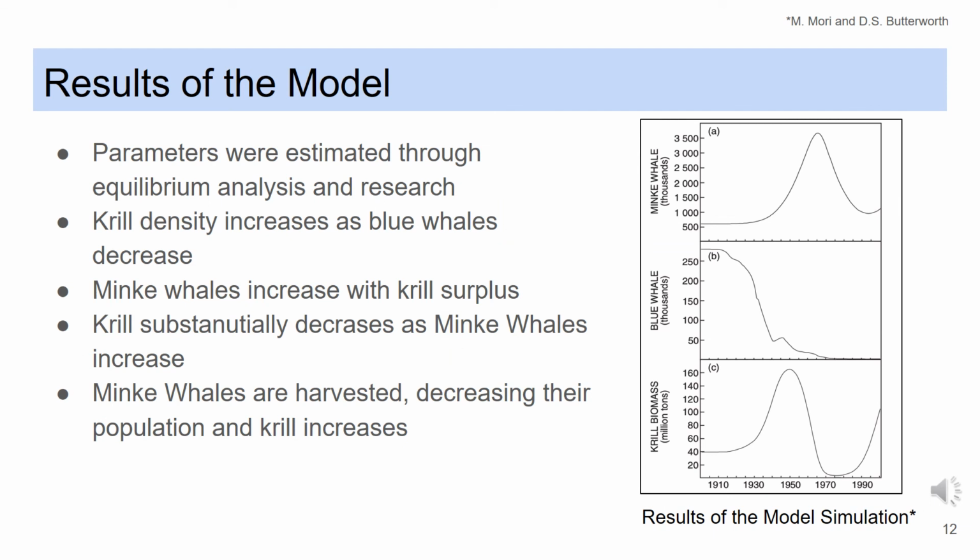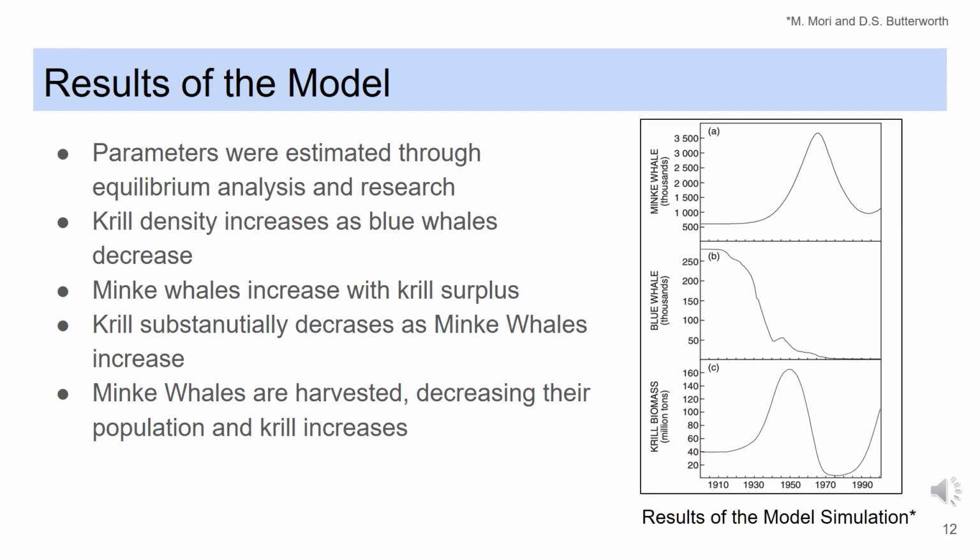This model was simulated between the peak harvesting years of baleen whales, the years 1900 to 1990. The parameters for this simulation were estimated by using equilibrium analysis to find the original population of all three species in the year 1900, and by research. We see quite a couple of different trends here in the results of this model.